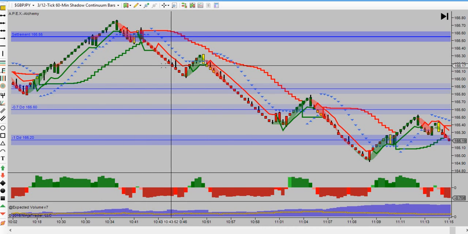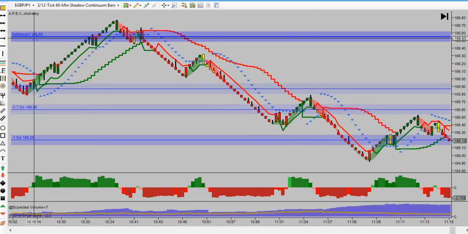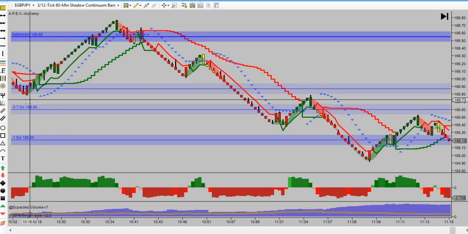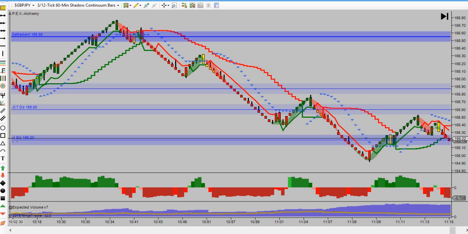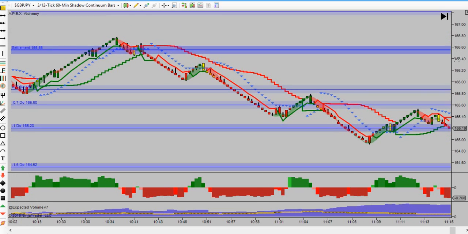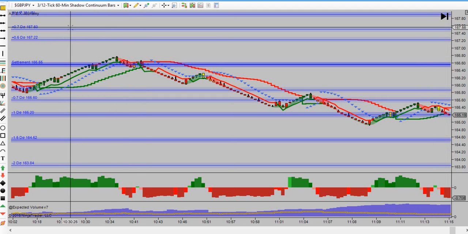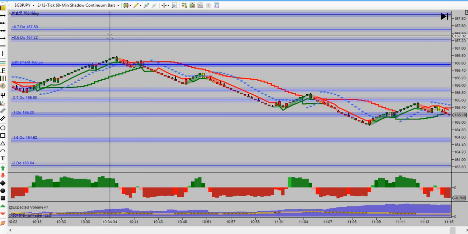Okay, now we also have what's called deviation levels. Notice these deviation levels. See right here, settlement, and then notice right here, half, a 0.5 deviation, 0.7, or -1 deviation. If we were to look up further on this chart, we will see +5, +7, +1, and so on. Okay, those are called deviation levels.